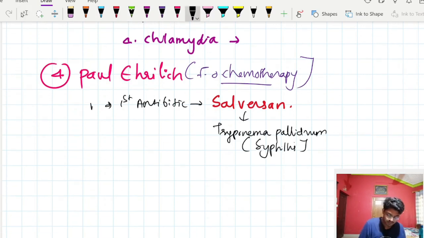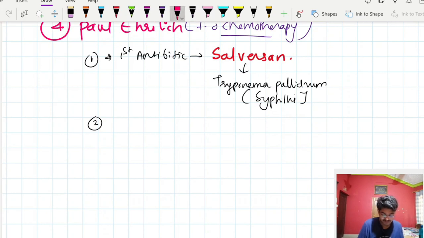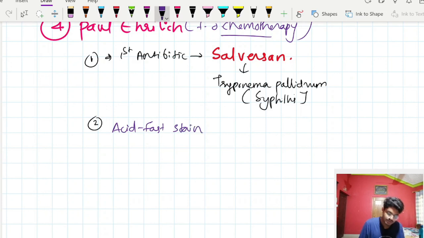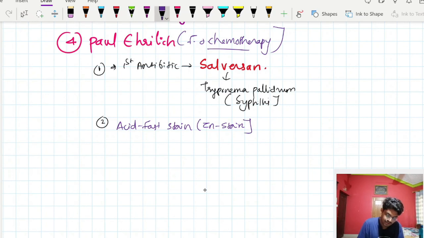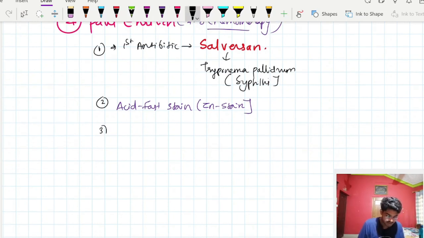So the first innovation by Paul Ehrlich is the antibiotic. Then the second innovation by him is the famous acid-fast stain. The acid-fast stain was invented by Paul Ehrlich, but later it was modified into Ziehl-Neelsen stain by Ziehl and Neelsen. It is also a type of acid-fast stain, but a modified version. Then the third innovation by Paul Ehrlich is that he is the one who standardized toxin and antitoxin.